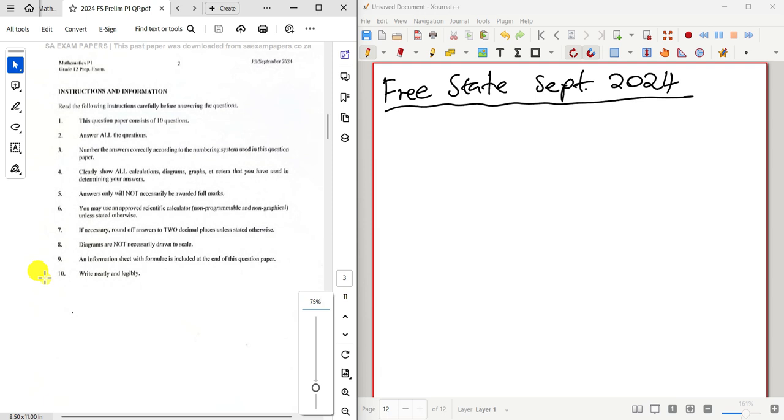Instruction number 4: Clearly show all calculations, diagrams, graphs, etc. that you have used in determining your answers. This is very key. Instruction number 5: answers only will not necessarily be awarded full marks. I like instruction number 4, guys, because it says be at liberty to show us how you get to your answers. You get it? And then instruction number 7: if necessary, round off answers to 2 decimal places unless stated otherwise.